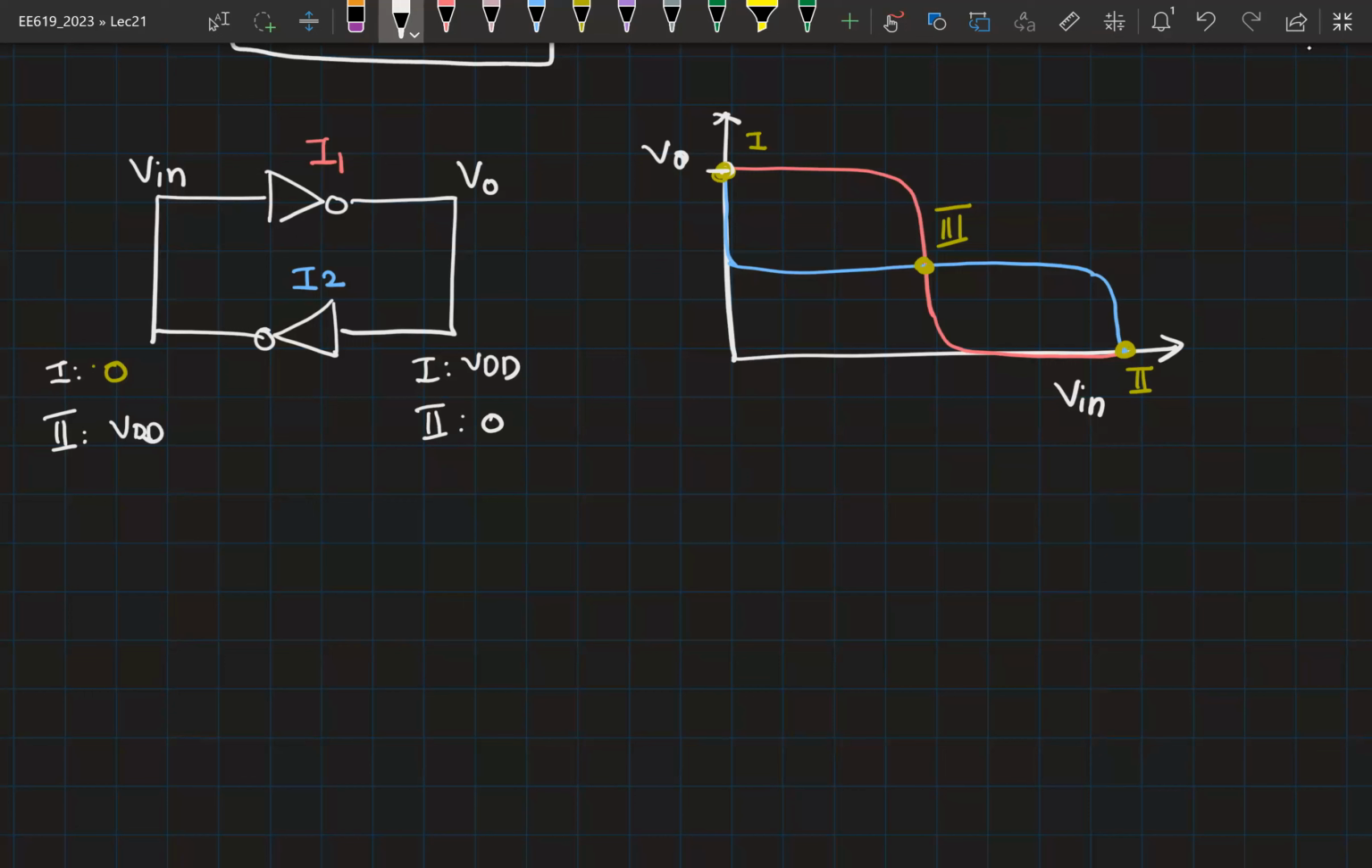This is okay. Case 3, what are the values? Right. Both of them are at the midpoint voltage. So clearly, case 1 and case 2 are stable, right? If both of these are inverters, if input is 0, the output is VDD and vice versa. So case 1 and case 2 are stable. What is special about case 3?